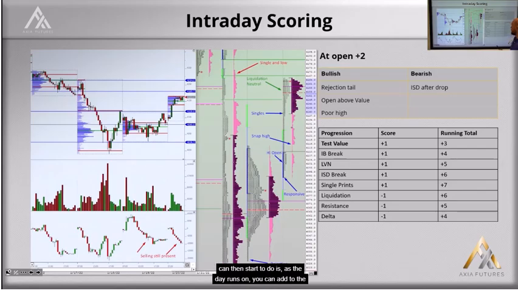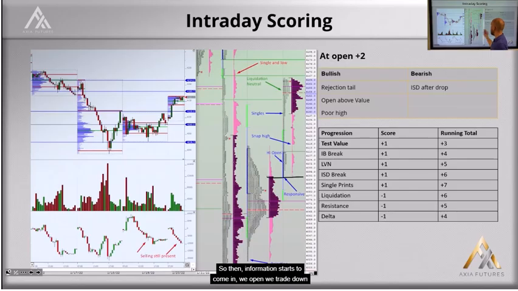So what you can then start to do is, as the day runs on, you can add to the information. Your score can increase, which can be your reason to want to take a trade on. On the basis of a +2, you may not want to be getting in. So buying the open is perhaps not the ideal trade here. It allows you to then hold back, no matter whether you think, yeah, this can go up or not. So then information starts to come in.